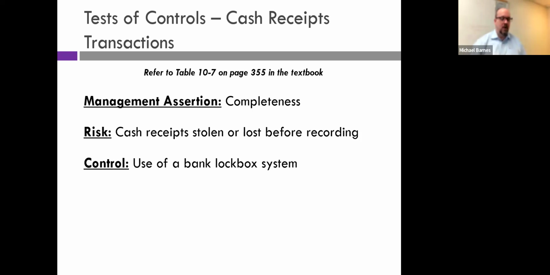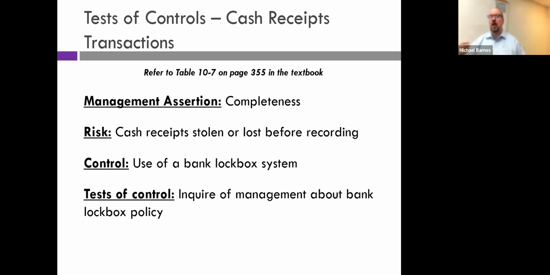Very first step, I'm going to go talk to management and say, hey, tell me about this bank lockbox system you use. I'd like to learn a little bit more about it and understand how this actually prevents people from getting their hands on cash. They say, well, the customers send their money to the bank, and the bank makes deposits for us and then sends us a report of all the cash receipts that are received. Just as easy as that. Are we going to have to do additional tests as auditors? Yes. But this is a good first step, and it actually relates to the control that we're testing.